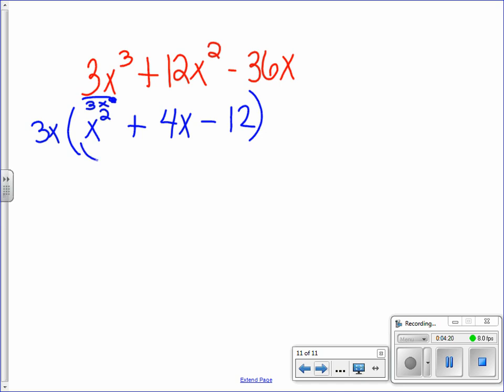Okay, does anybody remember what this part right here is called with that x squared? What's something with an x squared? It's a quadratic, and we know how to factor quadratics. A depressed polynomial. It is a depressed polynomial.